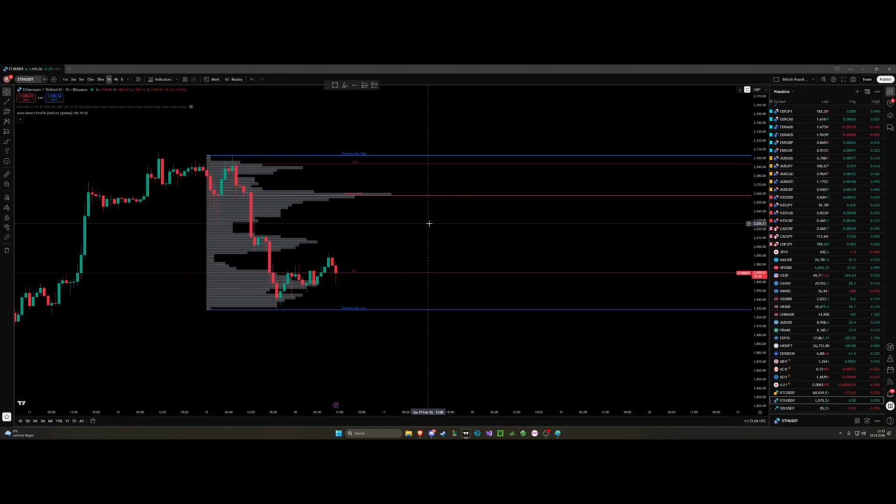So now just quickly, how do I use this specific type of volume profile? For that I have saved an example.